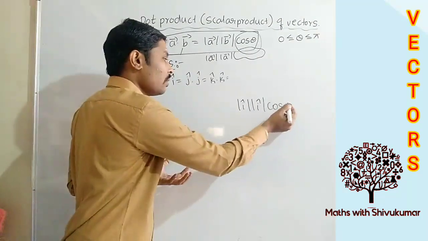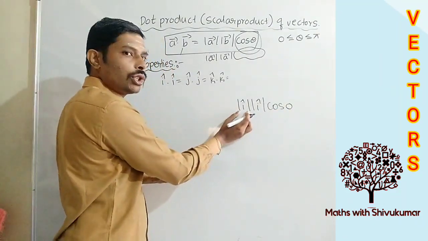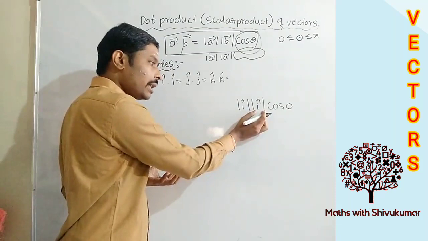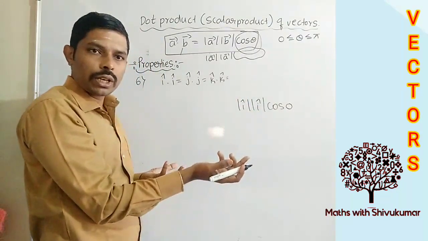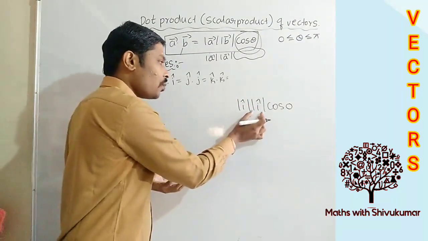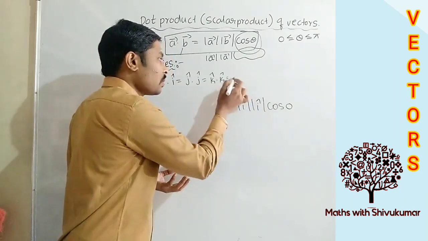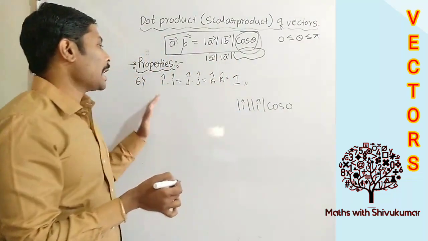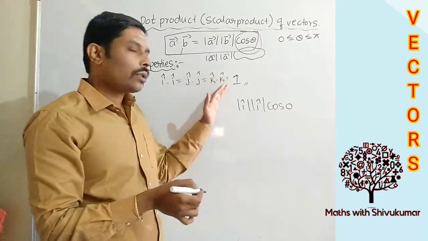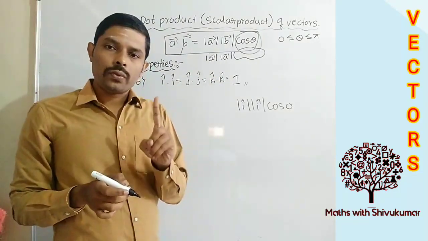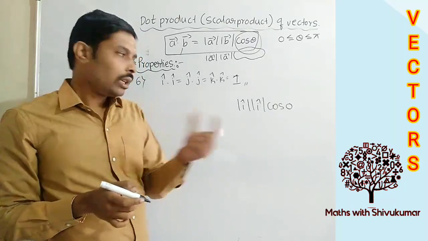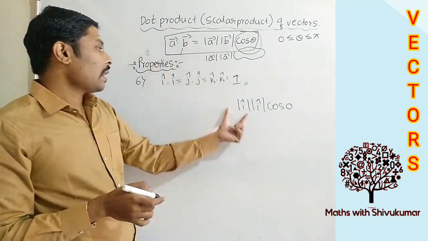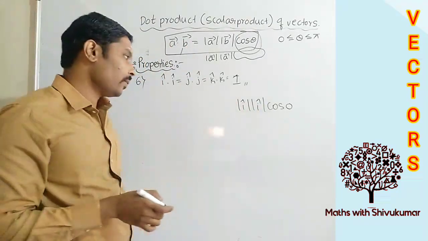0. So magnitude of i is how much? 1. Magnitude of i is how much? 1 because unit vectors. So 1, 1, cos 0 is how much? So remember, this value is always equal to 1. i dot i, j dot j, k dot k is always equal to 1. Is it clear why equal to 1? You can apply this one. i dot i, so you will get 1.